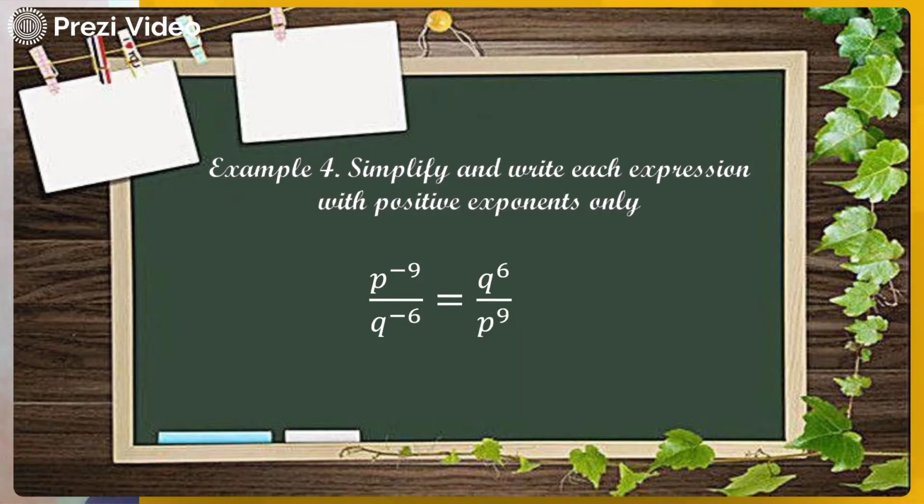By the way, here is a shortcut. When both the numerator and denominator have negative exponents, just swap their positions. That will be the shortcut. So, q raised to 6 over p raised to 9.